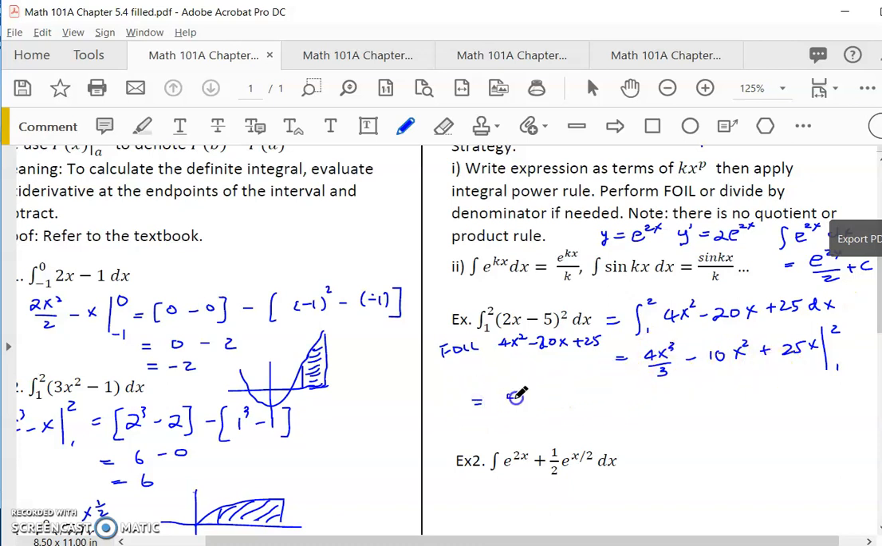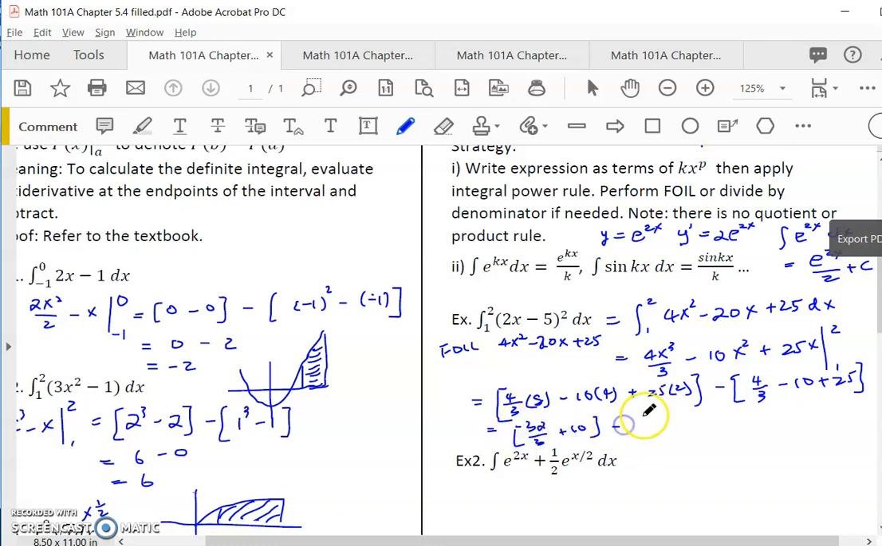So that would equal 4 over 3 times 8, minus 10 times 2 squared which is 4, plus 25 times 2. This is the first part, f of b, minus f of a. Now I'm going to plug in 1. Every time I plug in 1, it's just 1 minus 10 plus 25. So you evaluate twice, and then you subtract them. So this would be 32 over 3 plus, this is 50, but plus 10, right?